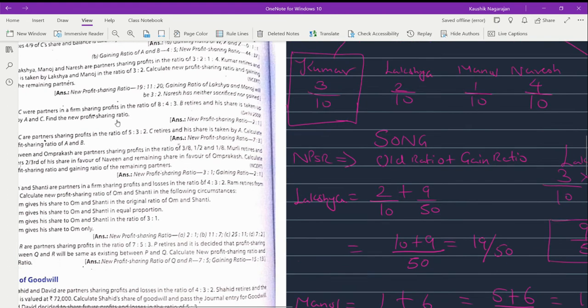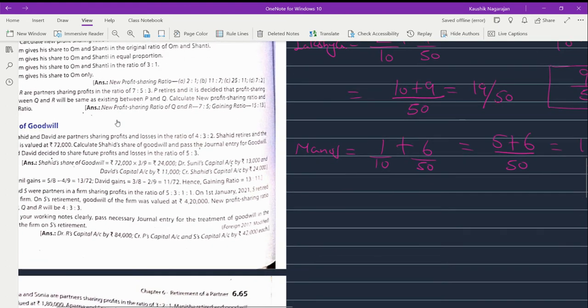Now let me move on to the third partner called Naresh. So for Naresh, the old ratio itself will be his new ratio.